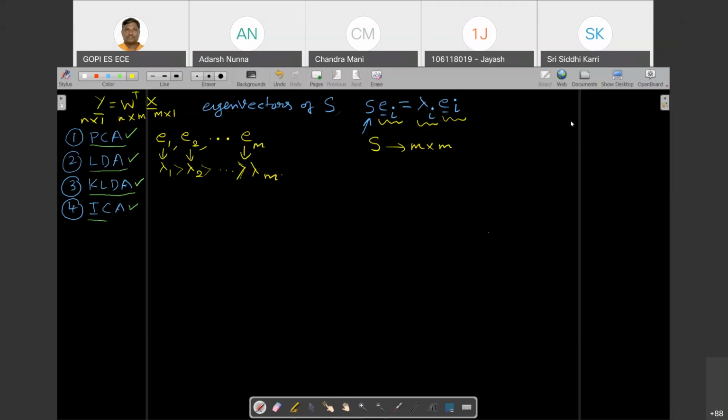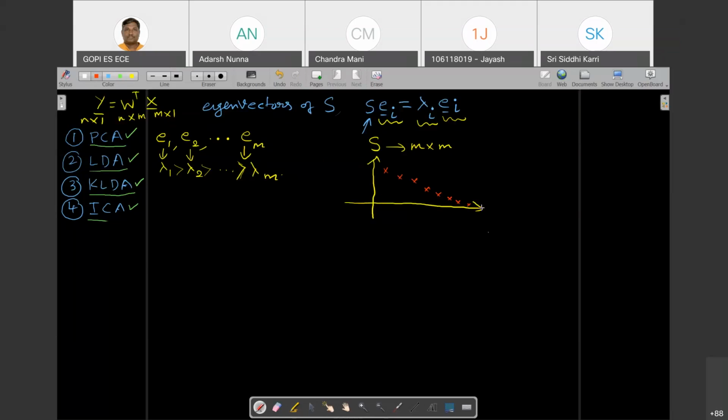What is more important to communicate here is what happens if I plot these lambdas. That is important to note. Let me plot it in a discrete form. So it is like this.